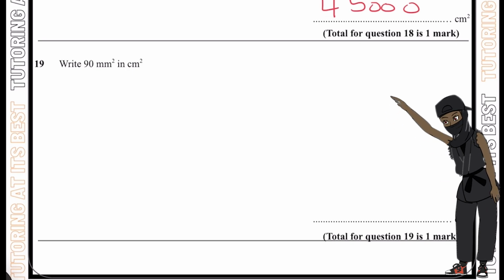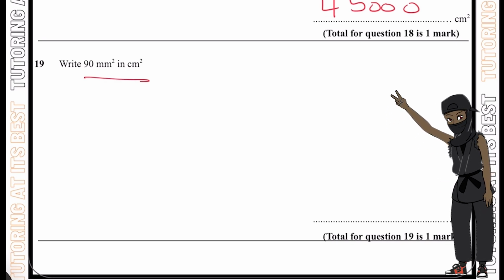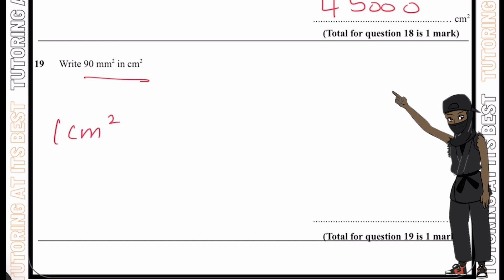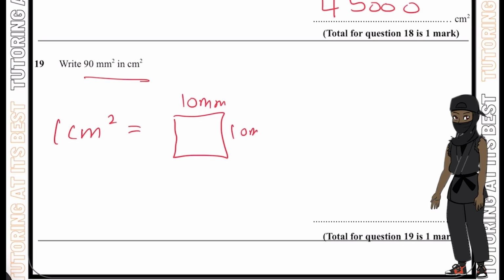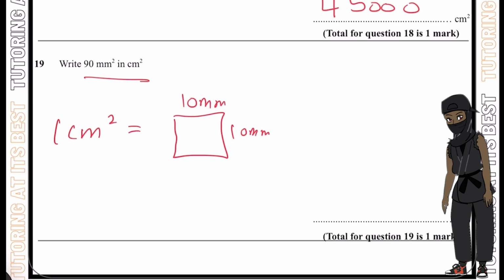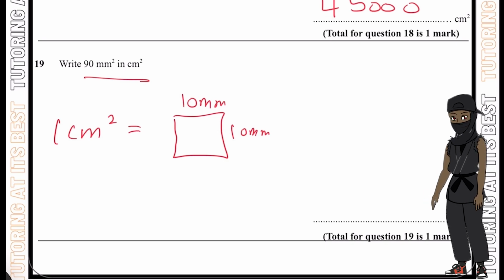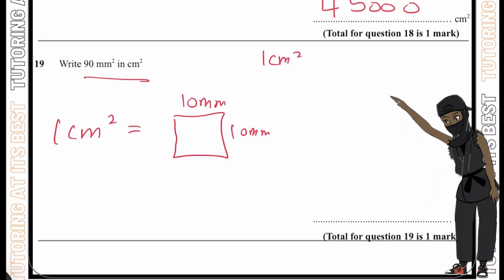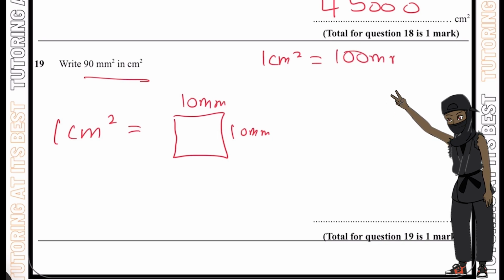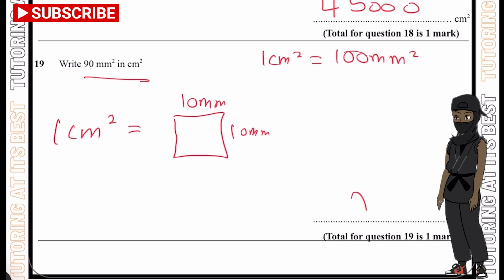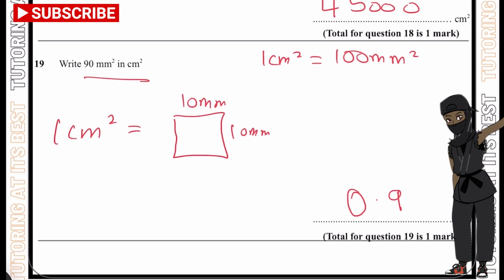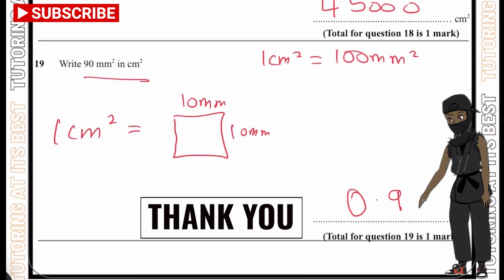And then finally, we've got millimeters to centimeters here. So again, I will write 1 centimeter squared, which will give us 10 millimeters by 10 millimeters. And that's again, 10 times 10 is 100. 100 millimeters squared is seen as 1 centimeter squared. So if we write our conversion here, we now know that we have to have 90 divided by 100, which gives us 0.9 centimeters squared. And there you have it.